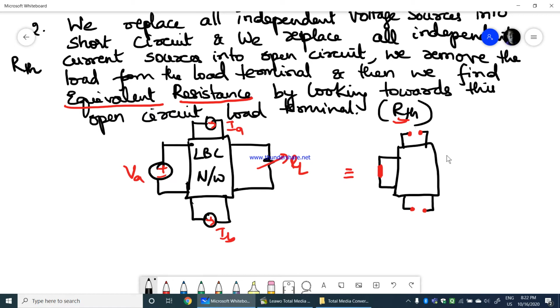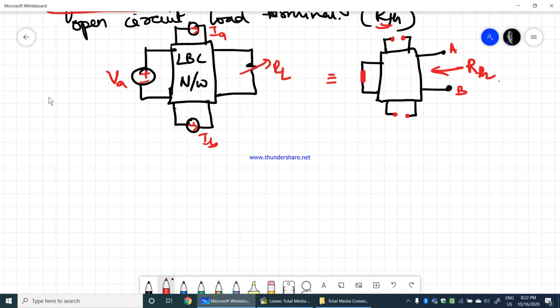And this is possible only for independent voltage and current sources, not dependent. And we have the load which is again removed. And think A and B is the load terminal. We find out the equivalent resistance by looking towards the load terminal, and that is nothing but RTH. Okay, that is step 2.